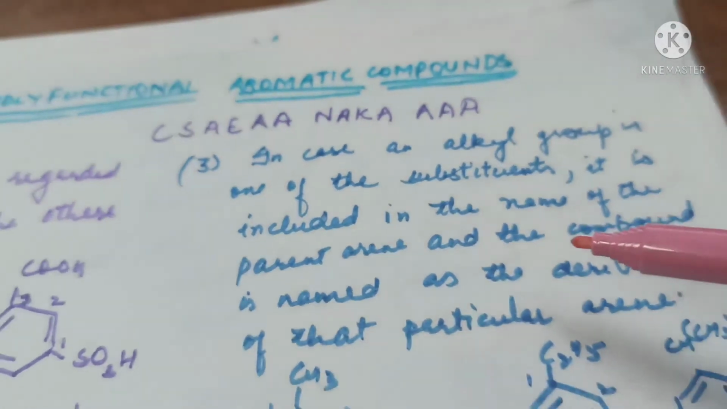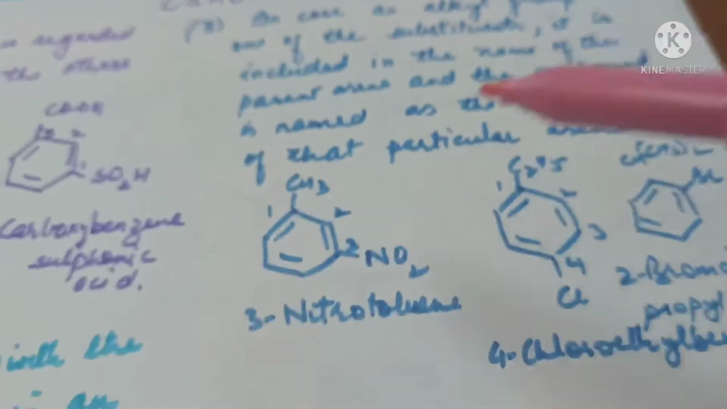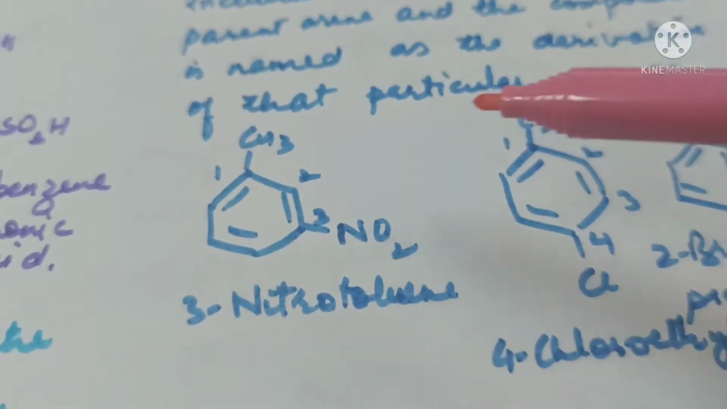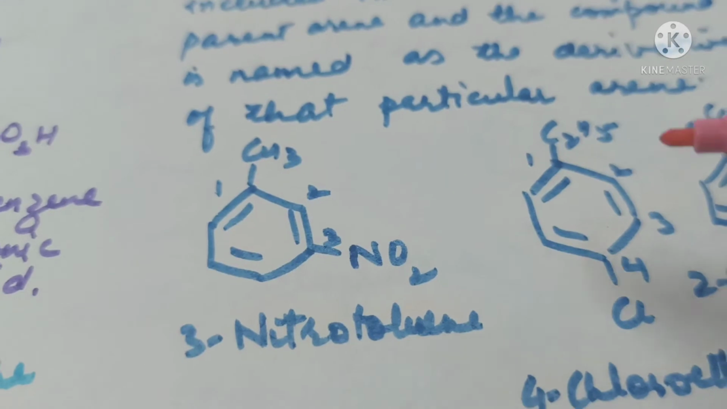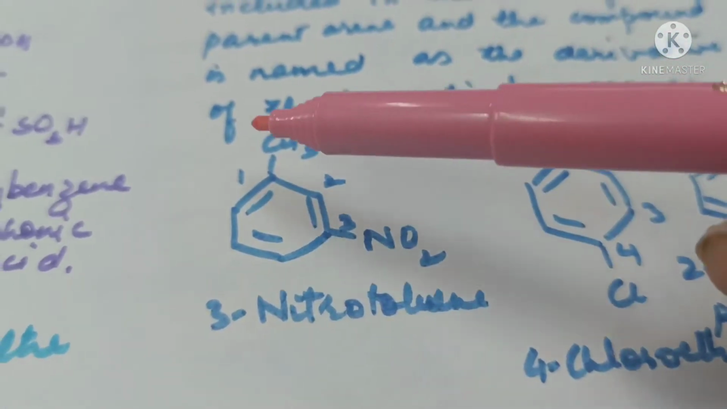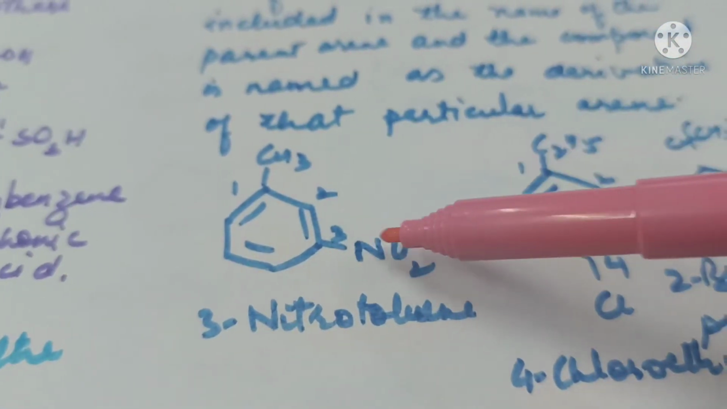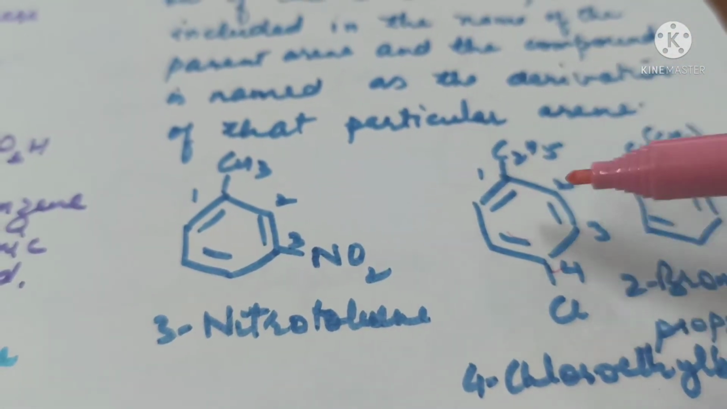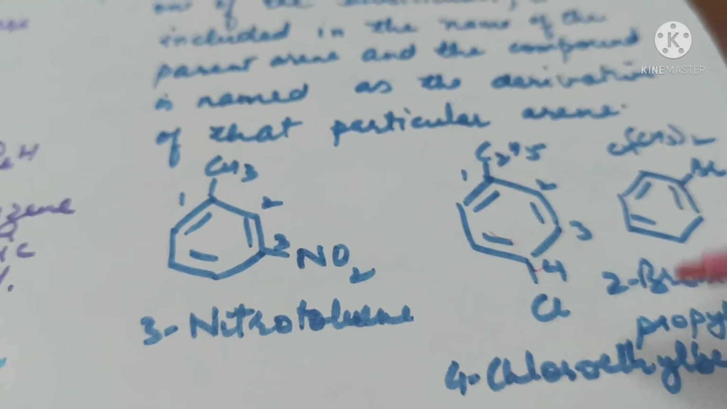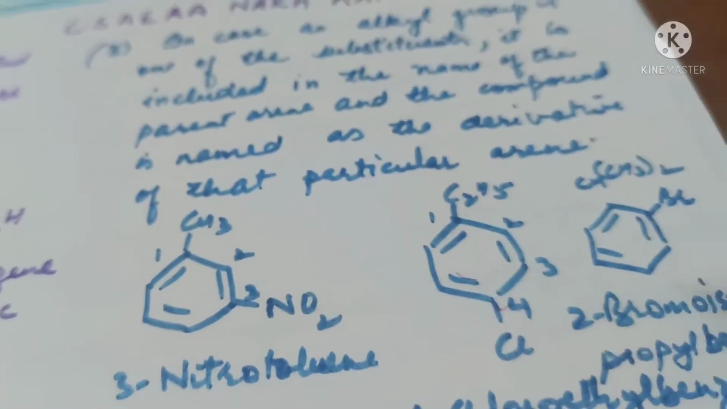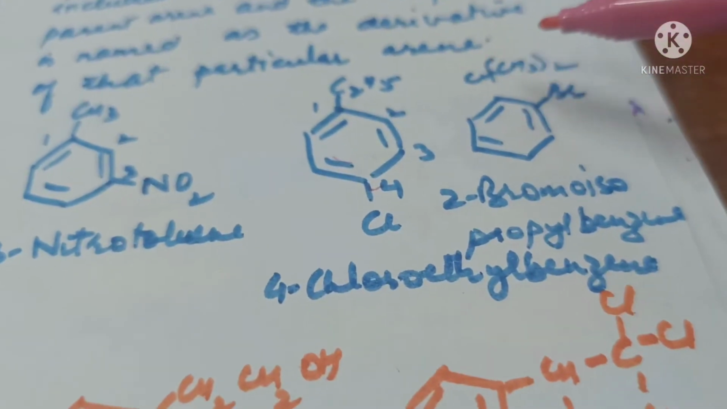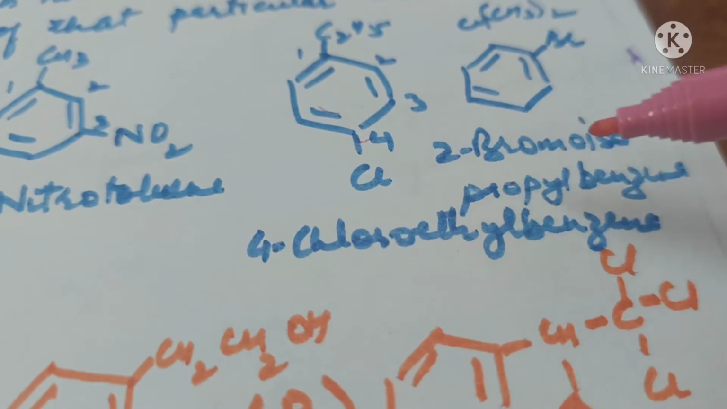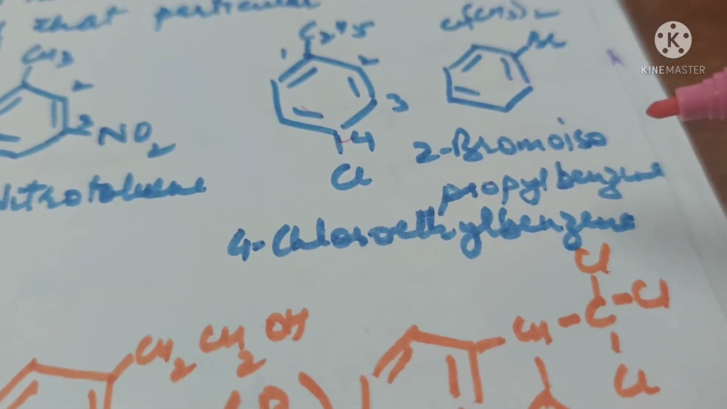In case an alkyl group is one of the substituents, then it is included in the name of the parent arene and the compound is named as a derivative of that particular arene. For example, this is toluene, so the name will be 3-nitrotoluene. This is ethylbenzene, so the IUPAC name will be 4-chloroethylbenzene. And here this is isopropylbenzene and bromo is attached to it, so 2-bromoisopropylbenzene will be the name.